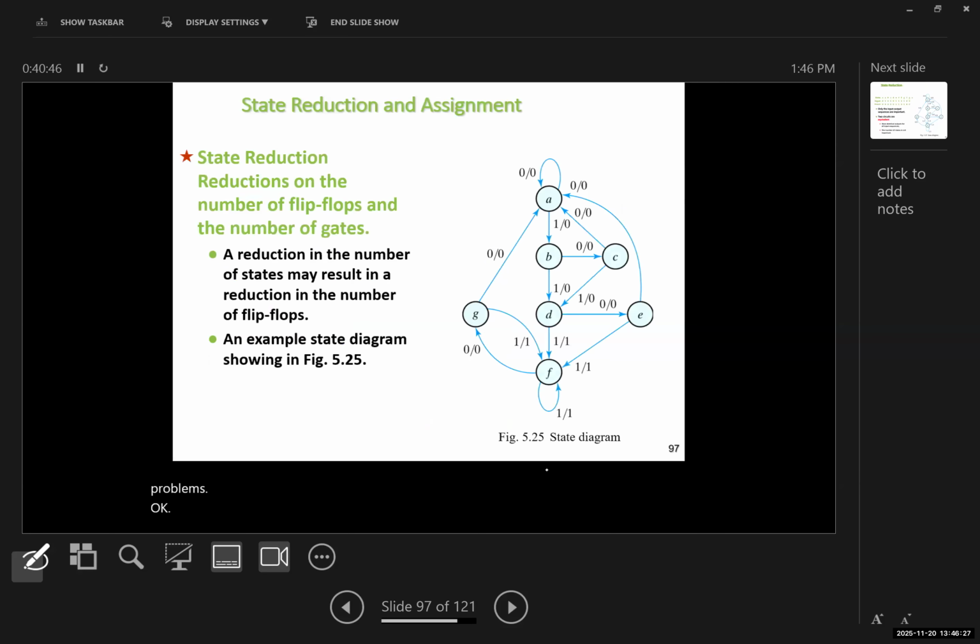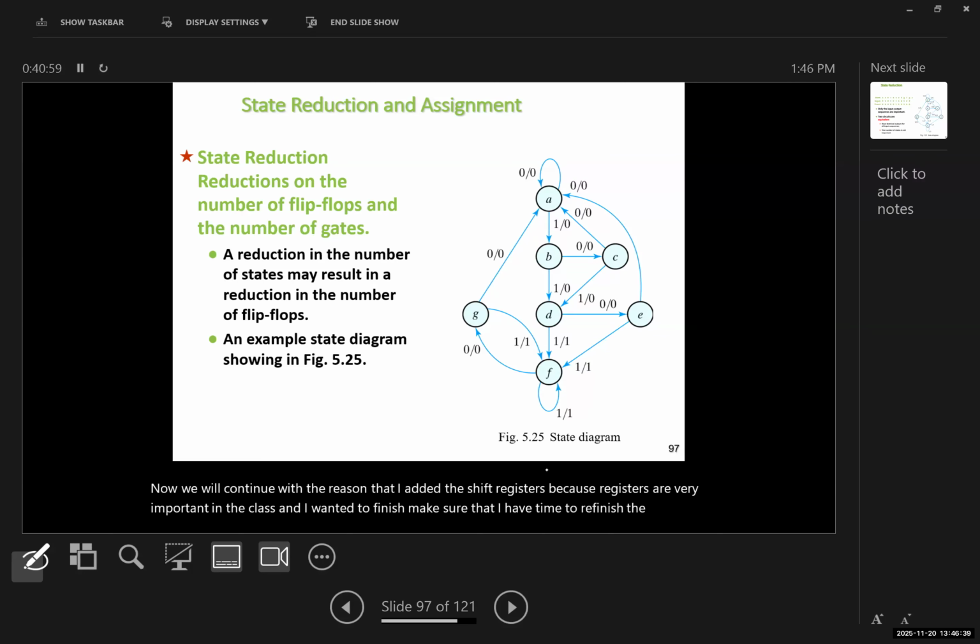Now we will continue with the reason that I added the shift registers, because registers are very important in the class. I wanted to make sure that I have time to finish the registers so I can get back to the state reduction and how we do the state reduction, because that part was much more important.